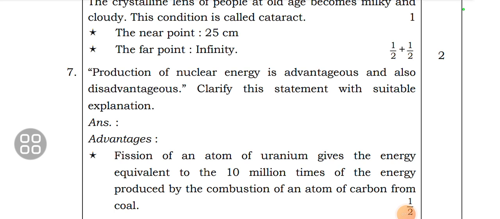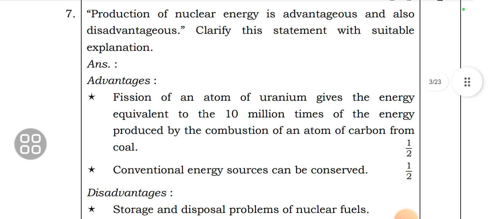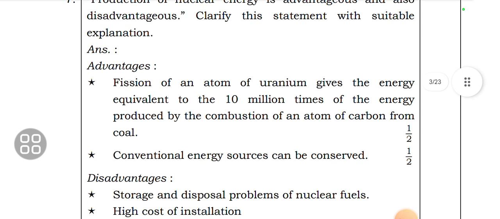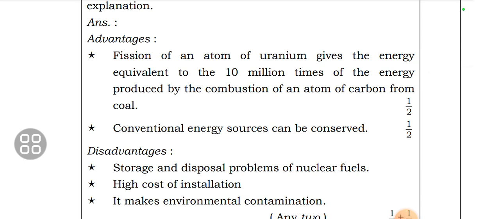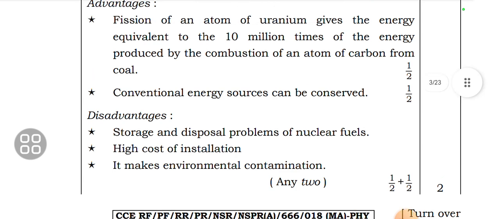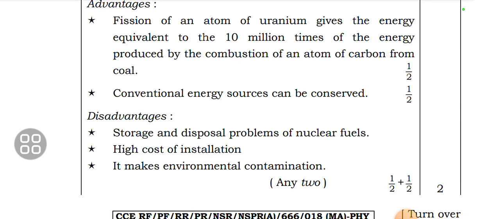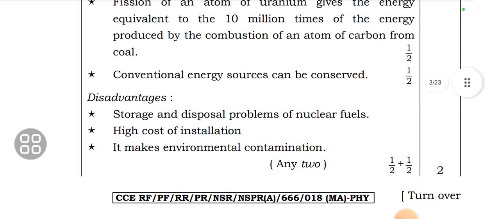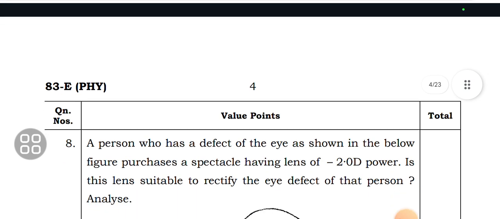Production of nuclear energy, advantages and also disadvantages. Verify the statement with suitable explanation. You have to provide both advantages and disadvantages for this question. You can see the advantages over here. They have written 2 points, and each point is for half marks. In total it is asked for 2 marks, so you have to write 4 points each for advantages and for disadvantages. I will scroll the paper due to the length of this video.